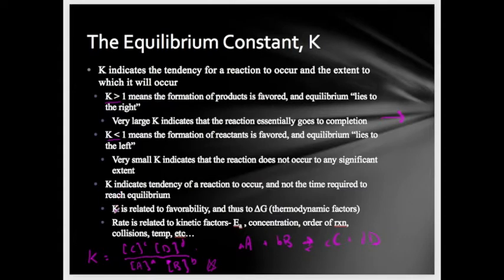K value is more related to favorability and thus to delta G, which I talked about earlier. The K value is telling us what's favorable. A big K value means that the forward process is favorable. A small K value means that the reverse process is favorable. So K is tied to delta G. And remember, delta G doesn't tell us anything about how quickly a reaction occurs, the speed with which reactions occur, and therefore how much time it takes for a system to reach equilibrium. That's all going to be related to kinetic factors, what we talked about last unit, okay?